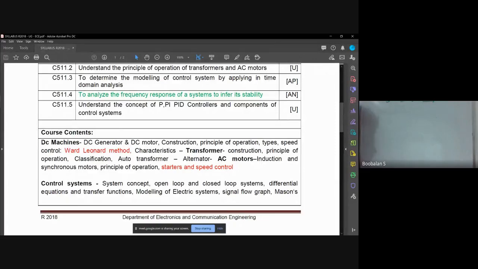We started with DC machines and DC generator. We crossed the DC motor, and we came across the construction, principle, and operation of a DC motor and generator, types of DC motors, and speed control. We saw Ward Leonard speed control, and classifications. Then we came into transformers, and we discussed classifications, core and shell type, three-phase and single phase, step up and step down, and today we crossed auto transformers. So up to here is what we have crossed.